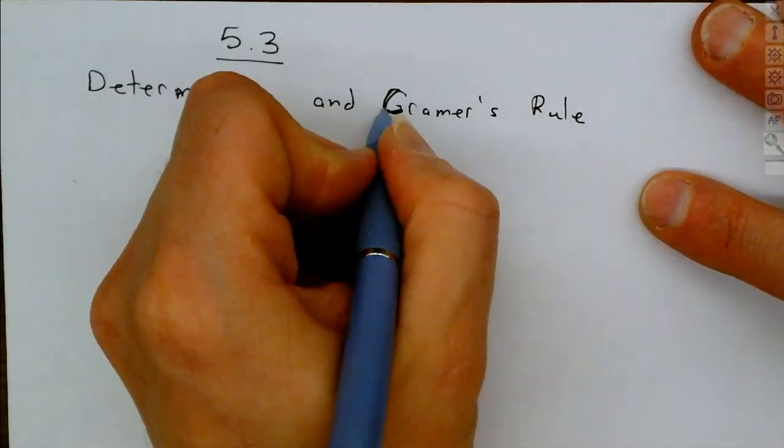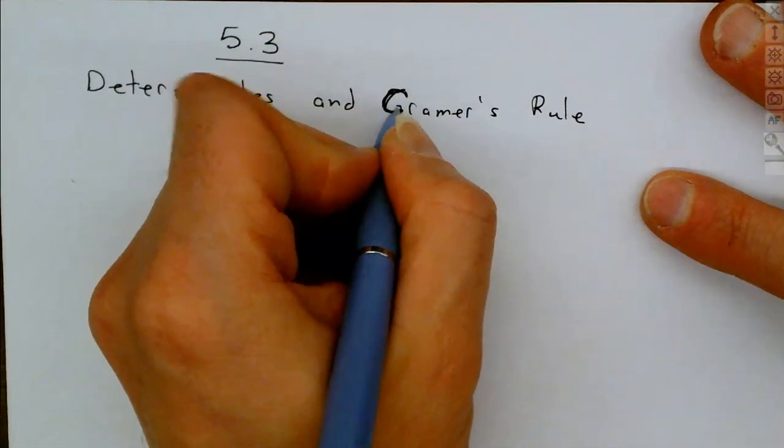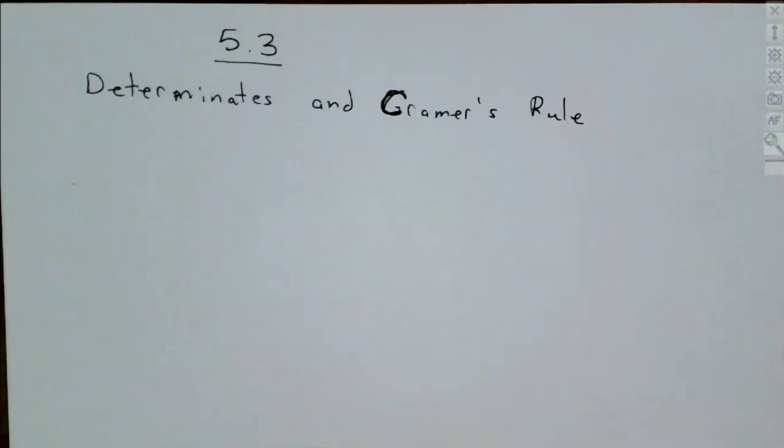So that's a C. Not a G, that's a C. So we're going to look at Cramer's rule and determinants.